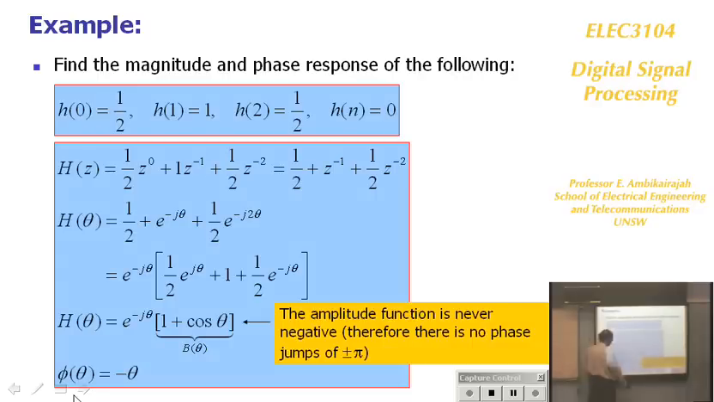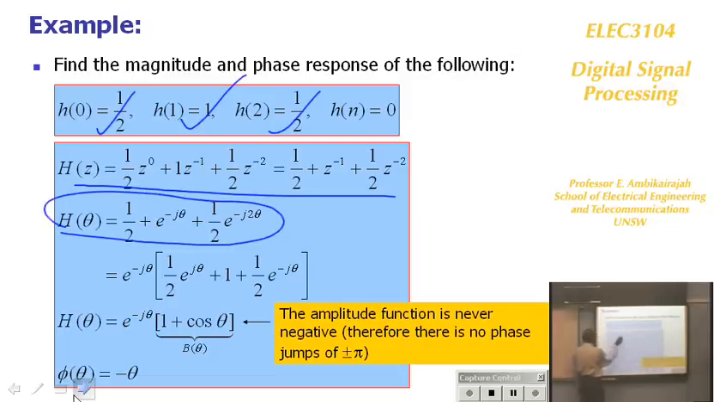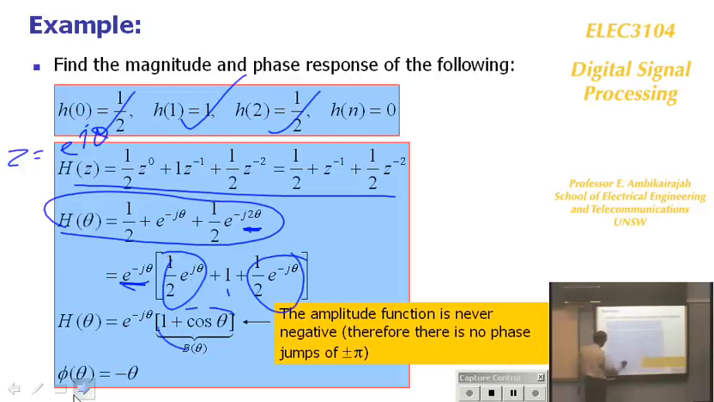Let's take another example here. In this case, you've been given h0, h1, h2. And you write the transfer function based on what you are given. That's your transfer function. And the transfer function from that, H theta, becomes that. I don't need to run through this, because you substitute z equal to e to the j theta. Now always, you take out what? e to the minus j theta out. Then you take that out. This will become half e to the j theta, this will become 1, this will become half e to the minus j theta. You can combine those and make it a cos theta.